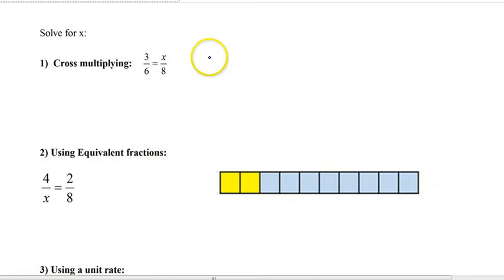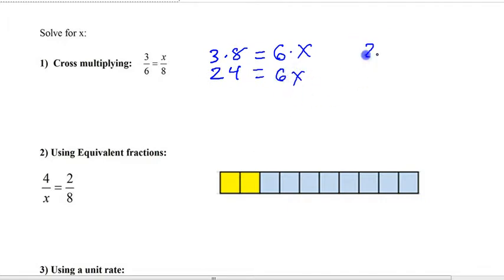So where we go 3 times 8, and that's equal to 6 times x. And this will give us an equation that we can solve, and which gives us 4. And that's it.